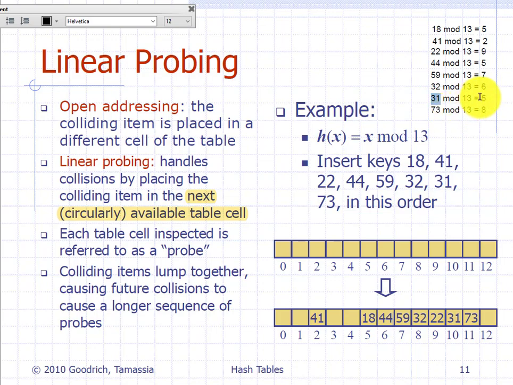31 mod 13 is 5. We go through the same story again. We can't put it in 5 because 18 was hashed to 5. 44 was hashed to 6. 59 was hashed to 7. 32 was hashed to 8. 22 was hashed to 9. And so 31 will have to go into 10. And finally 73 would hash to 8, which means that we would have to put it in this index, but we can't. 32 is there, so we go to the next one. 22 is there, we can't put it there. The next one, 31 is there, we can't put it in there. So 73 will have to go in 11. And that's linear probing in a nutshell.